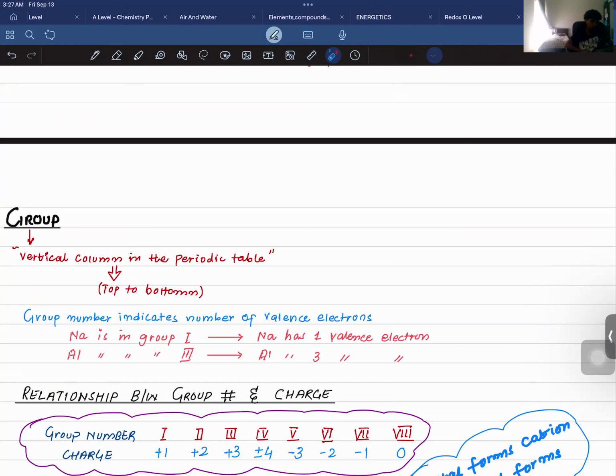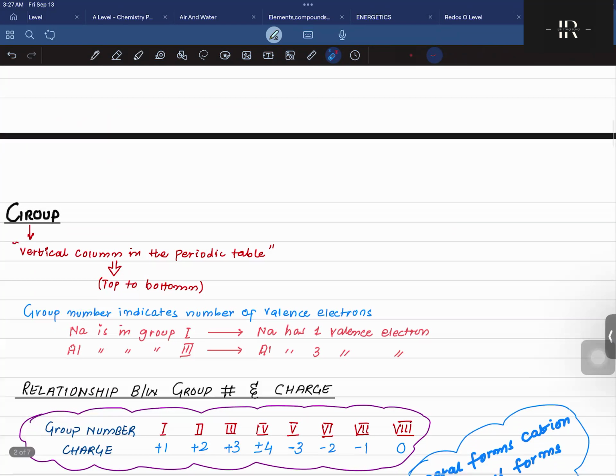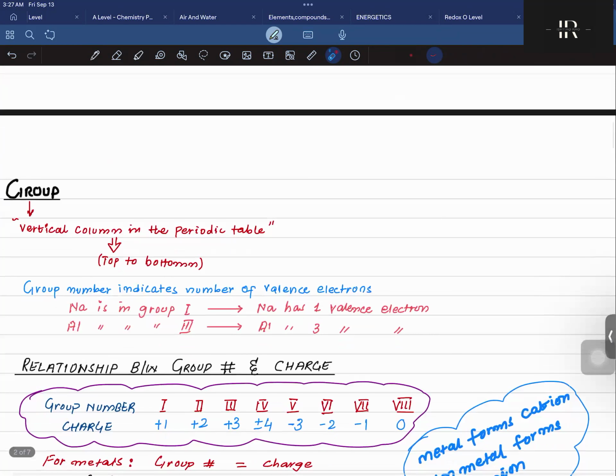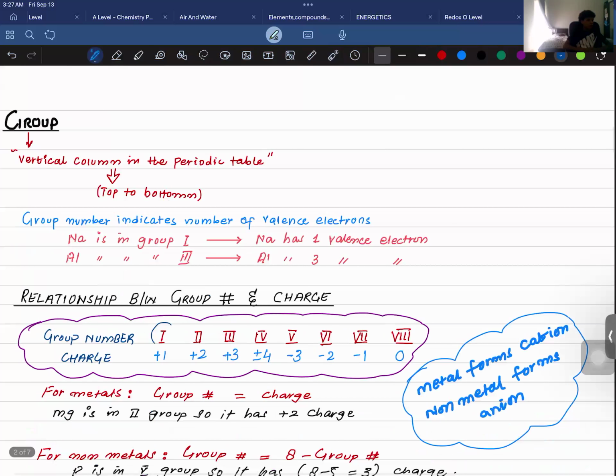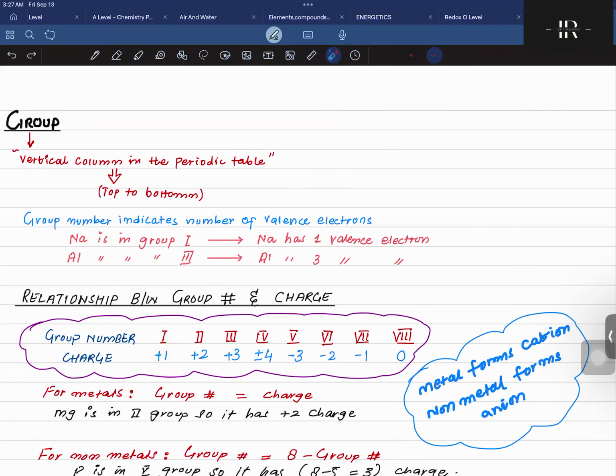Then we have the relationship between the group number and charge. This is very important. When we would be discussing formula formation, it would help you a lot. Right now, I can say that elements in group 1 would be having +1 charge. Those elements which are in group 2 would be having +2 charge. Then this, then this, and so on.